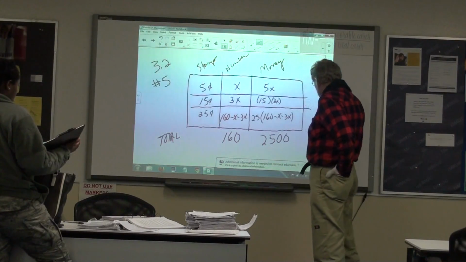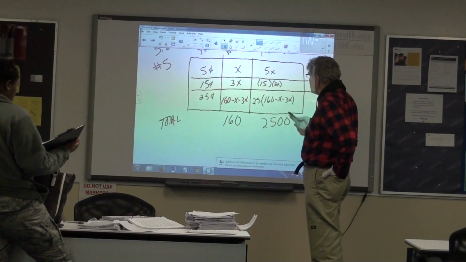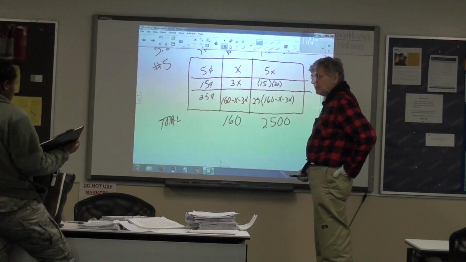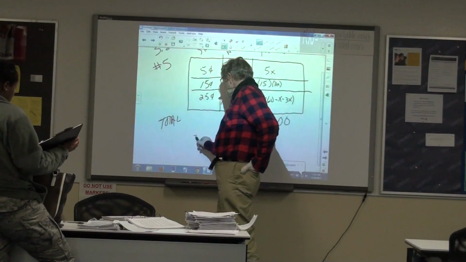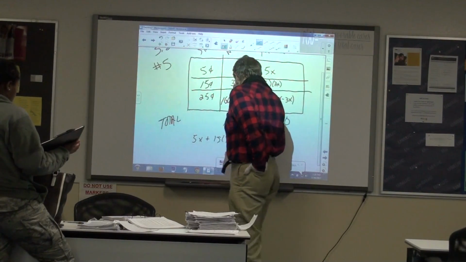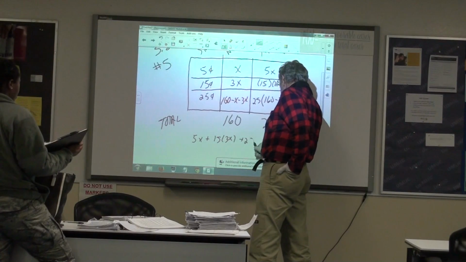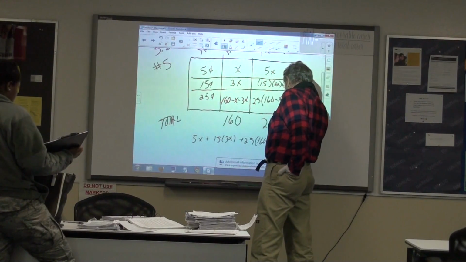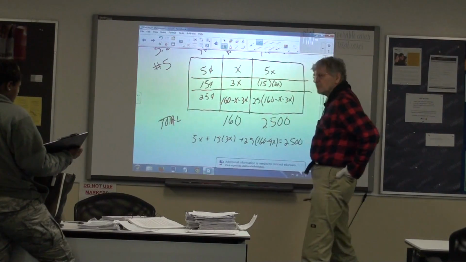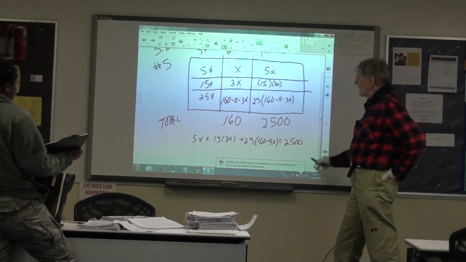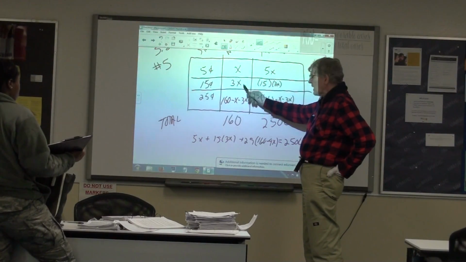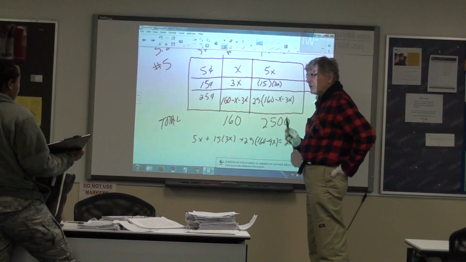Correct, so now we have an equation, because this money plus this money plus this money equals the total money. So the equation is 5x plus 15 times 3x plus 25 times 160 minus 4x is equal to 2,500. And then you solve it out and you find x, and that answers this. Then you find 3x, that answers that. And 160 minus 4x answers that.